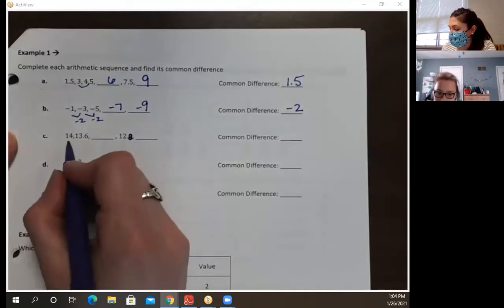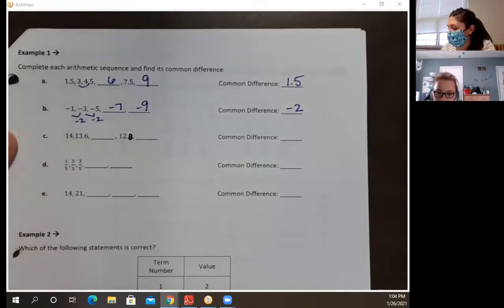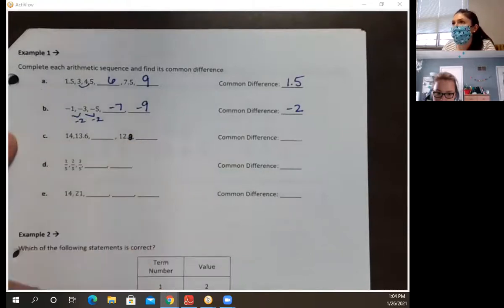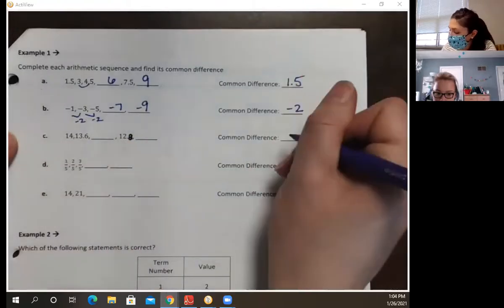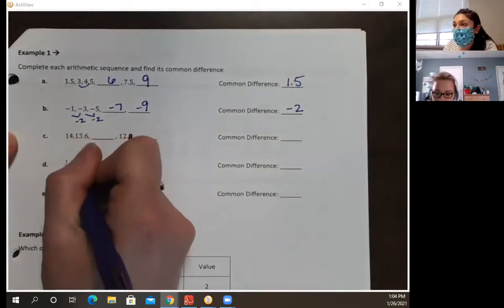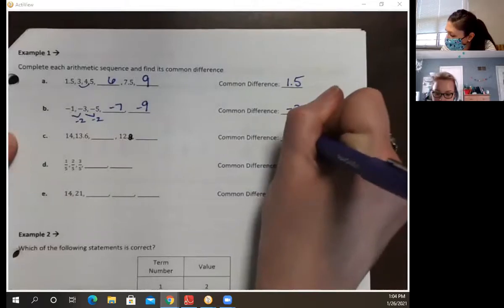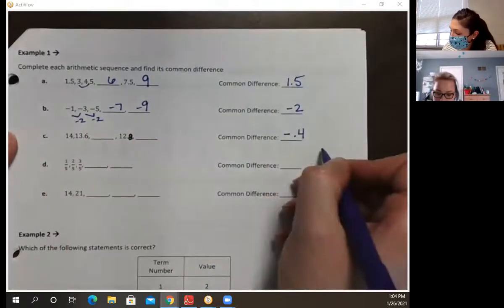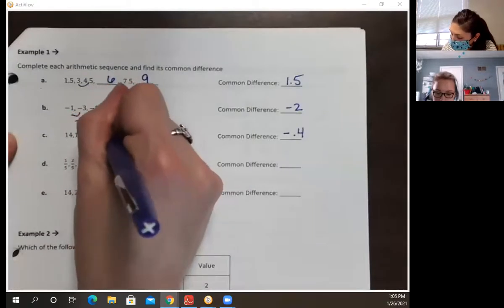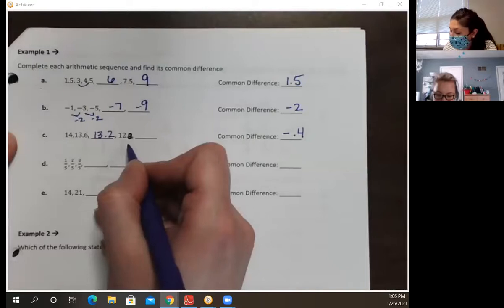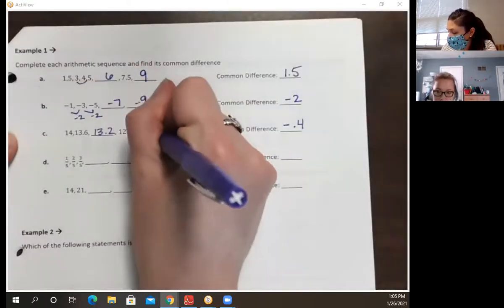How about C? 14, 13.6. What's the difference between these two? 0.4, yeah. And since my first term is bigger than my second term, we know we're subtracting, so -0.4. So 13.6 minus 0.4 would be 13.2. 13.2 minus 0.4 would give us 12.8. 12.8 minus 0.4 would give us 12.4.